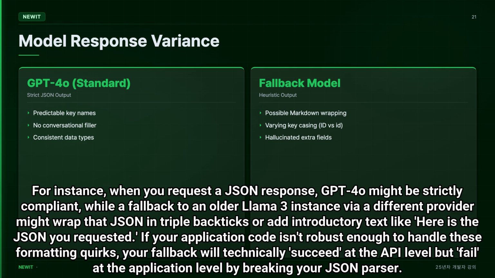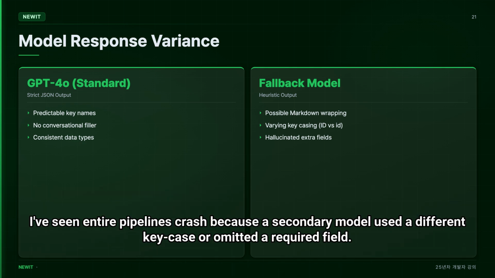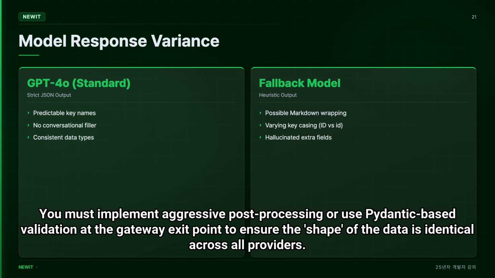If your application code isn't robust enough to handle these formatting quirks, your fallback will technically succeed at the API level but fail at the application level by breaking your JSON parser. I've seen entire pipelines crash because a secondary model used a different key case or omitted a required field. You must implement aggressive post-processing or use Pydantic-based validation at the gateway exit point to ensure the shape of the data is identical across all providers.